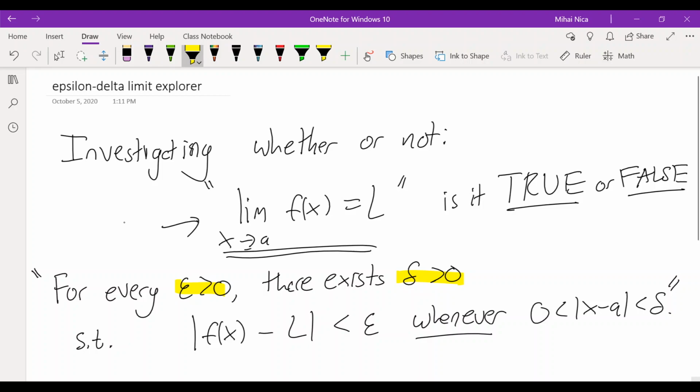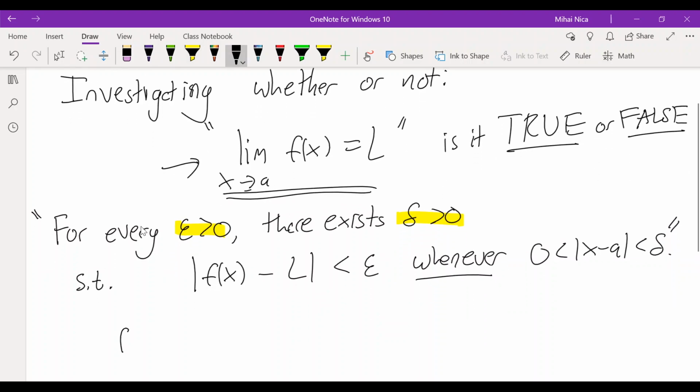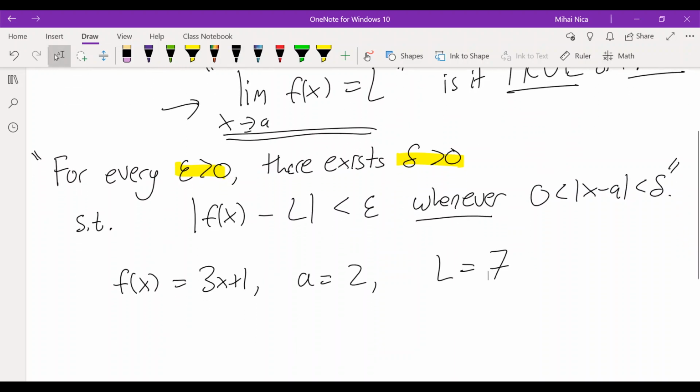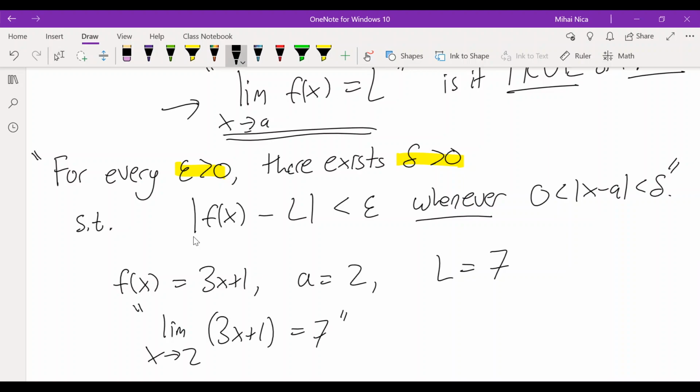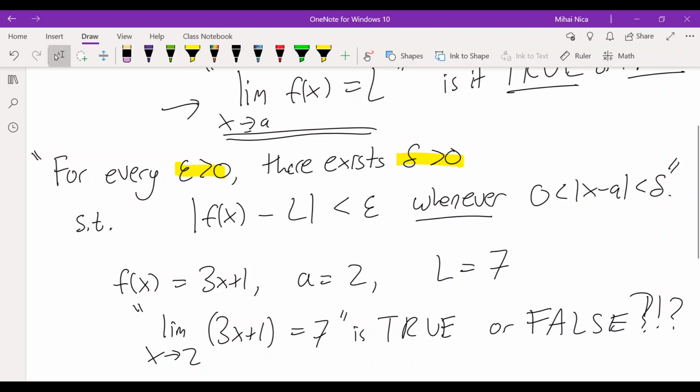So the example I did in class was the example where f of x is 3x plus 1, a equals 2, and L equals 7. So what we're really talking about is this limit, the limit as x goes to 2 of 3x plus 1 equals 7. Is that a true statement or a false statement? And we actually know already from chapter 3 that it's going to be a true statement, but in chapter 4 we really want to know what does it mean for it to be true, and that's what we're investigating.